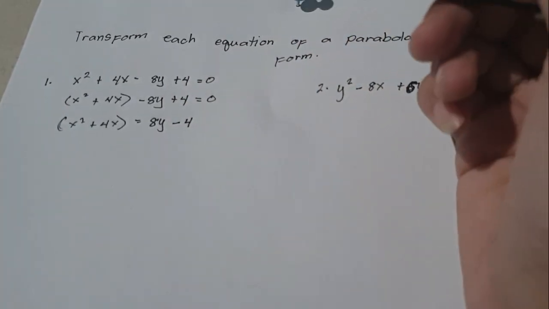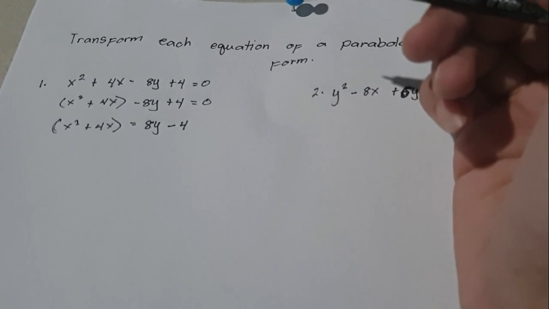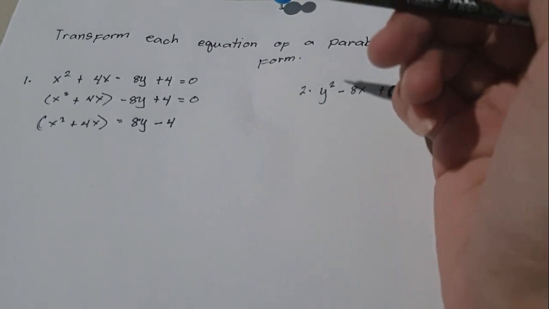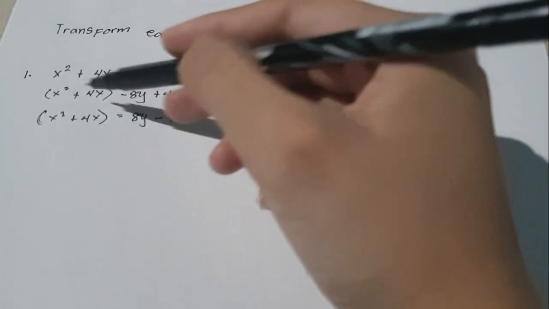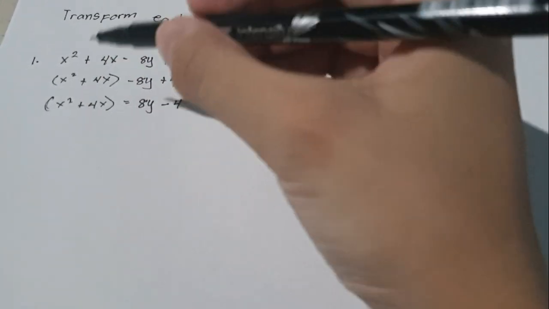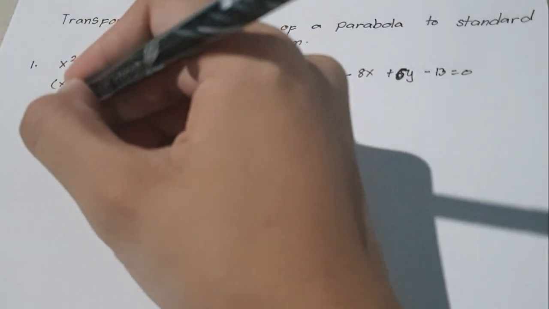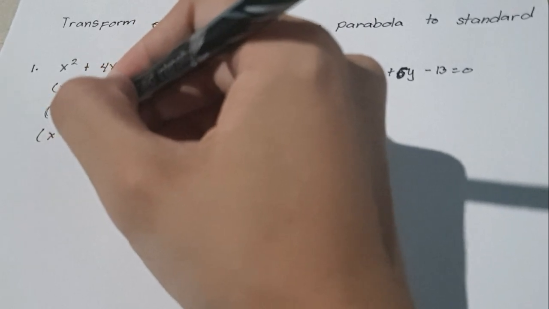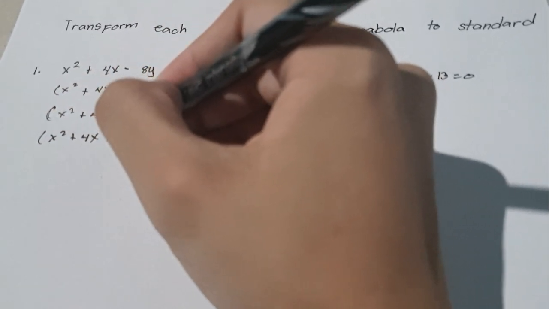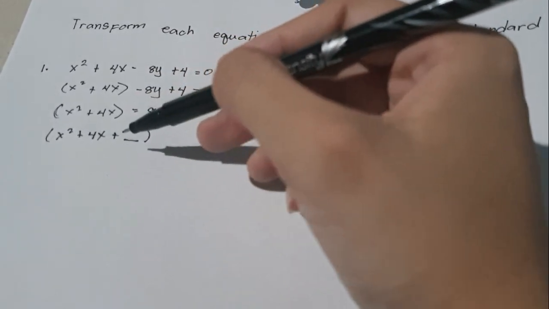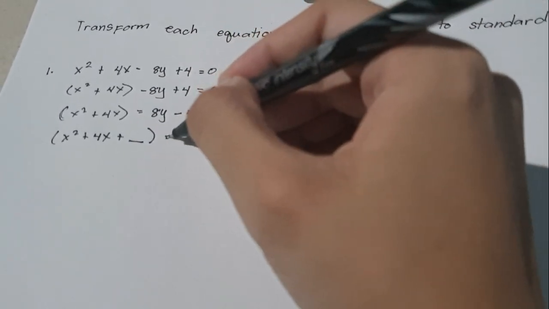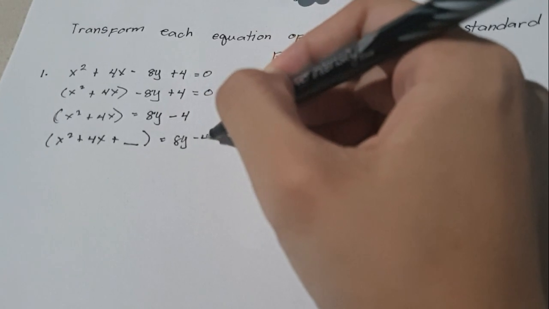Next, for the third step, create a perfect square trinomial by completing the square. So we will do completing the square for this part of the equation. And whatever terms we add on the left side of the equation, we will also add on the right side of the equation.